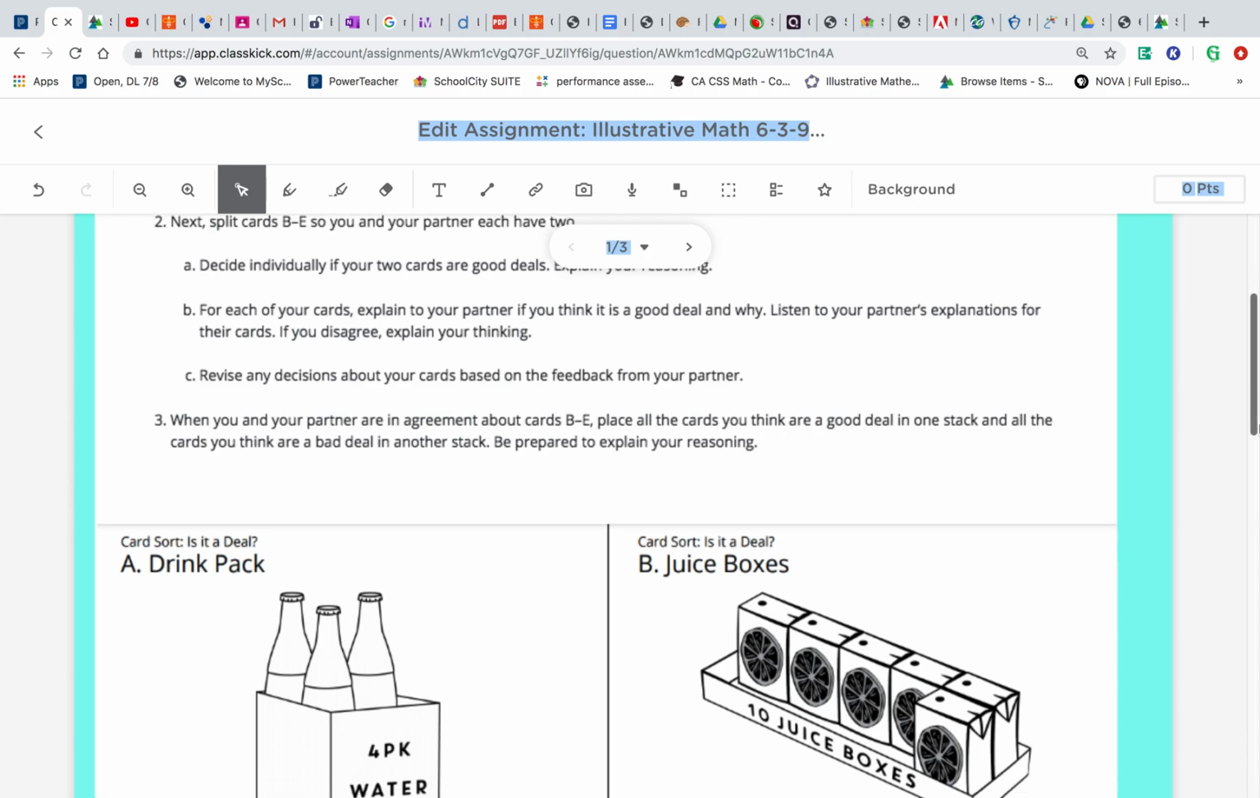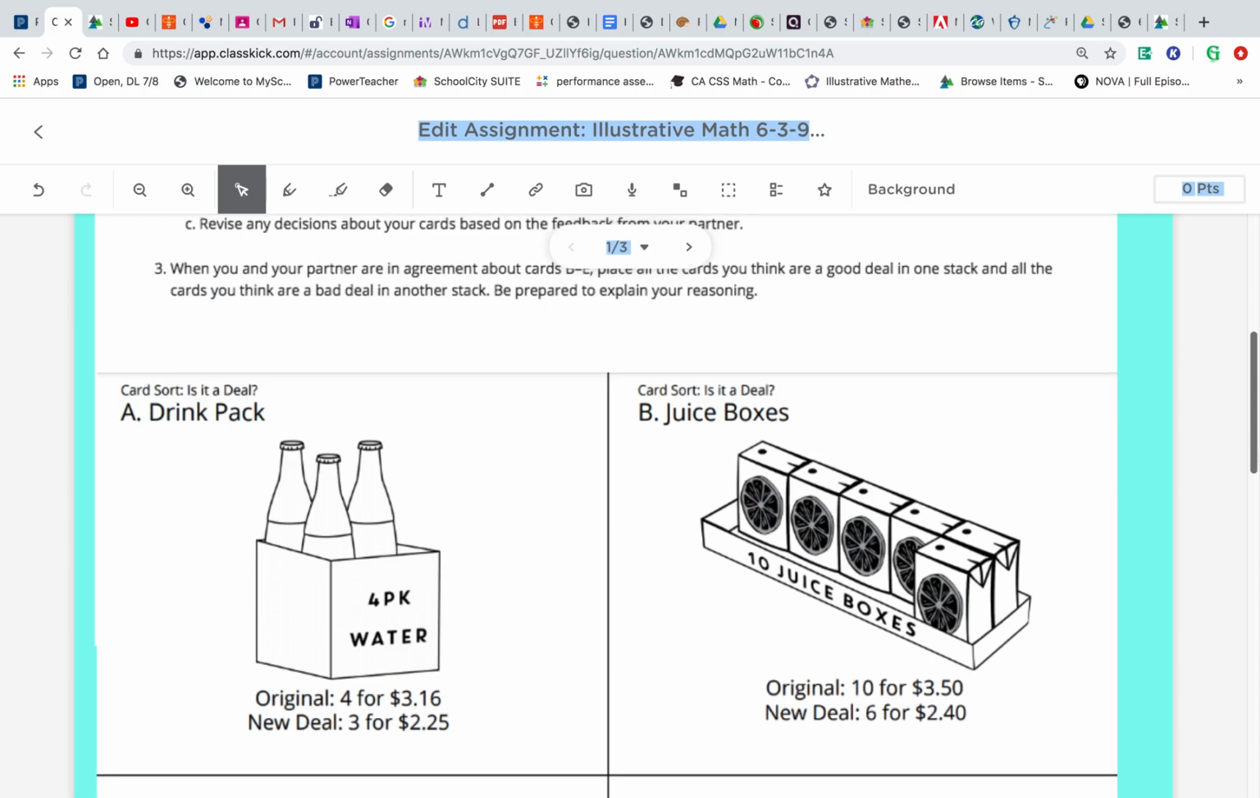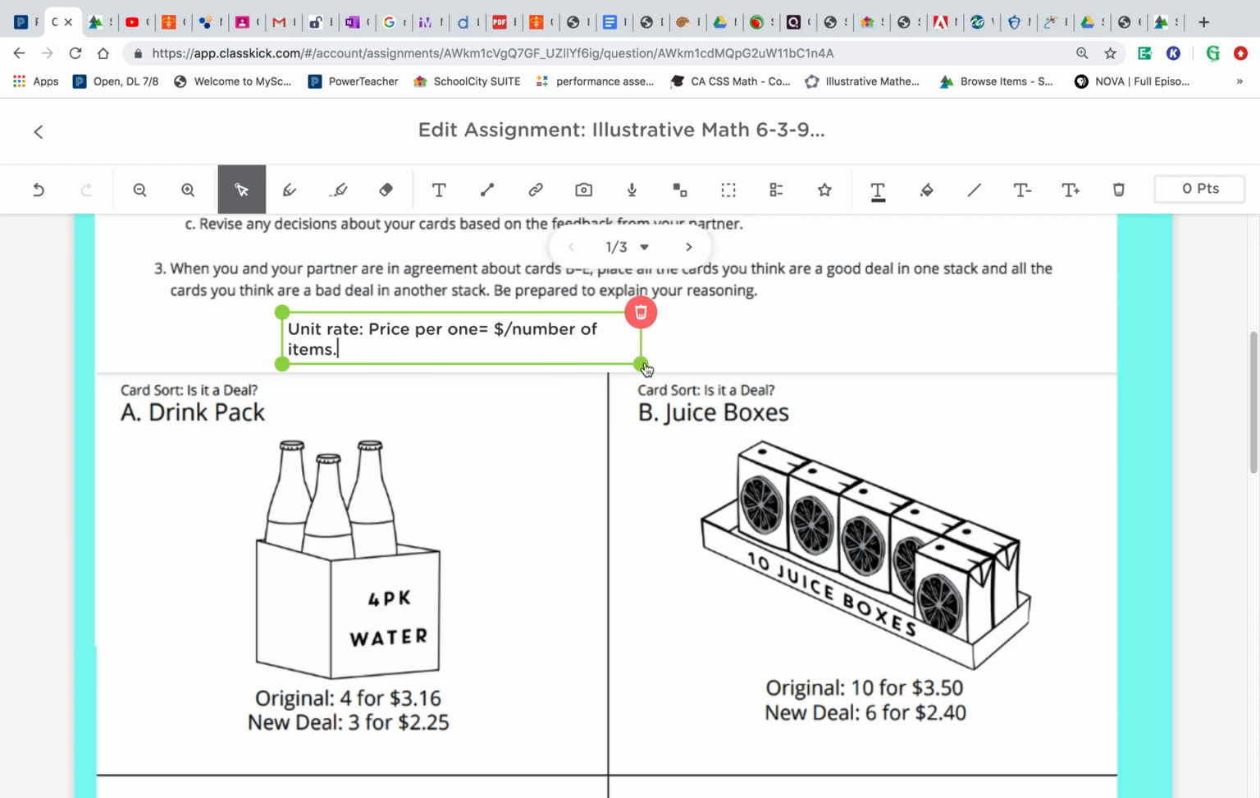And so there's a couple of different ways that you can compare deals, but generally the best way, the way that I recommend, is just finding out the unit rate. Okay, you want to find the unit rate, which means that you want to find the price for one. And the price per one, we can find by taking the amount that it costs and dividing it by the number of items that you're getting for that amount of money.